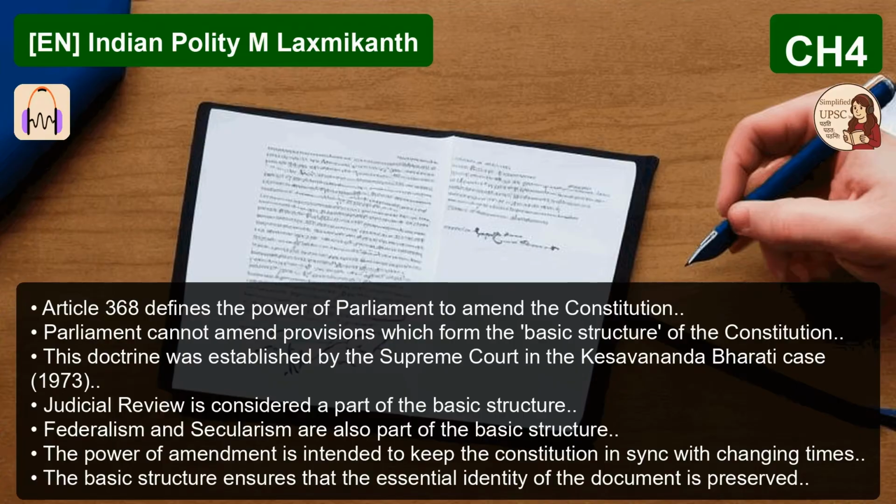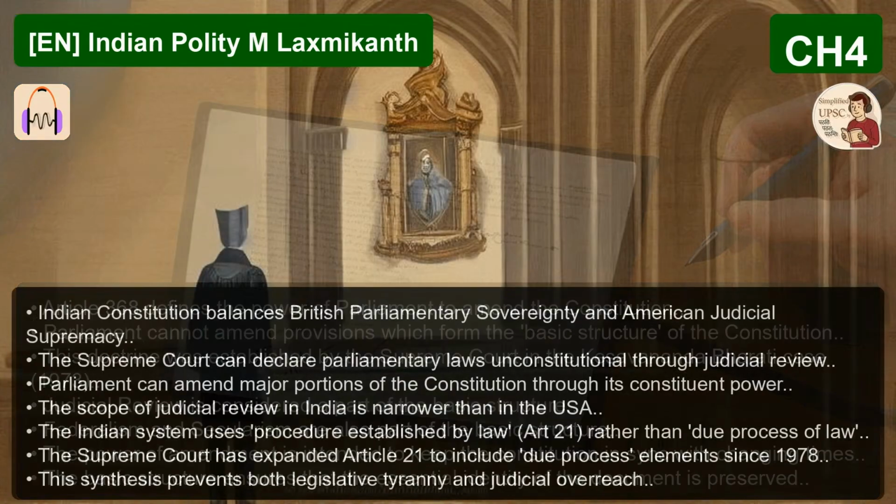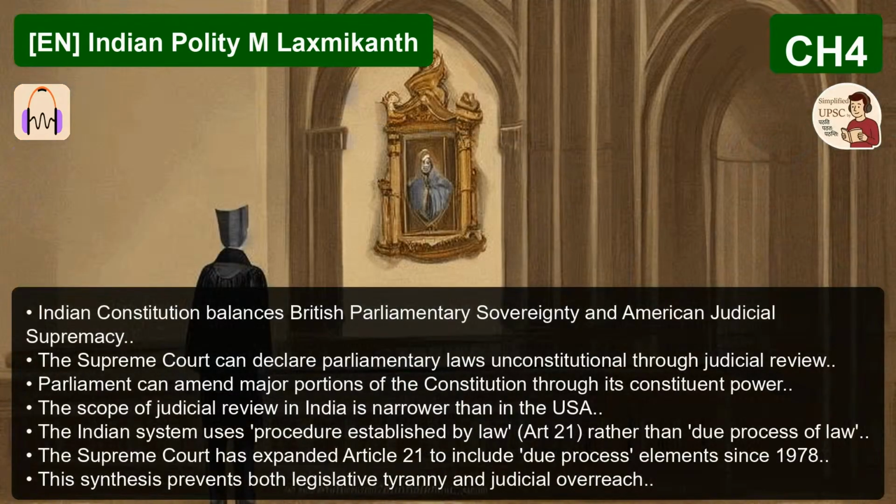The expansion is immense. Following the Maneka Gandhi case in 1978, the Supreme Court established that procedure established by law must be fair, just, and reasonable, basically due process. And that opened the door for Article 21 to encompass a vast array of implicit rights, such as the right to live with human dignity, the right to a decent environment, the right to health, and the foundational right to livelihood.